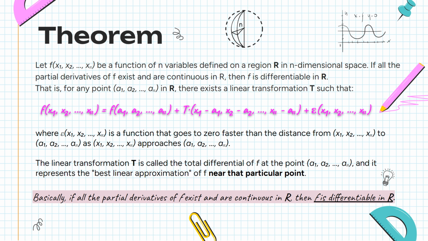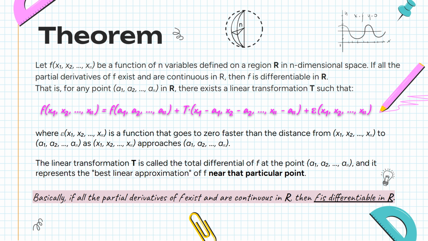That is, for any point a1, a2, all the way to an in R, there is going to exist a linear transformation T such that f of x1 through xn is going to equal f of a1 through an plus T of (x1 minus a1, x2 minus a2, all the way to xn minus an) plus epsilon of (x1, x2, all the way to xn), where epsilon of x1 through xn is a function that goes to 0 faster than the distance from (x1, x2, xn) to (a1, a2, an) as (x1 through xn) approaches (a1 through an).